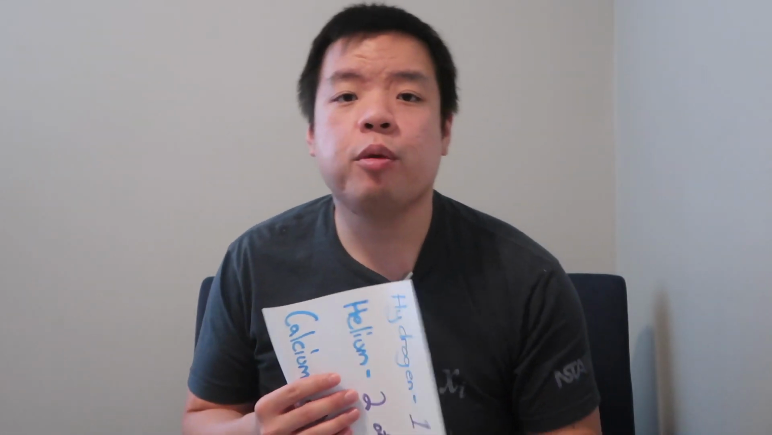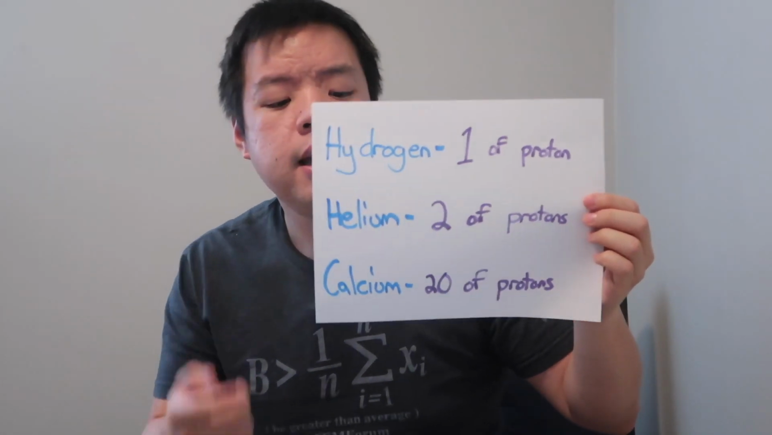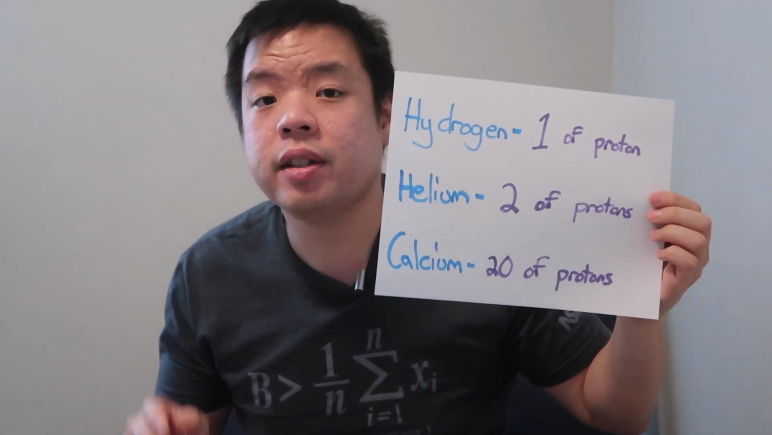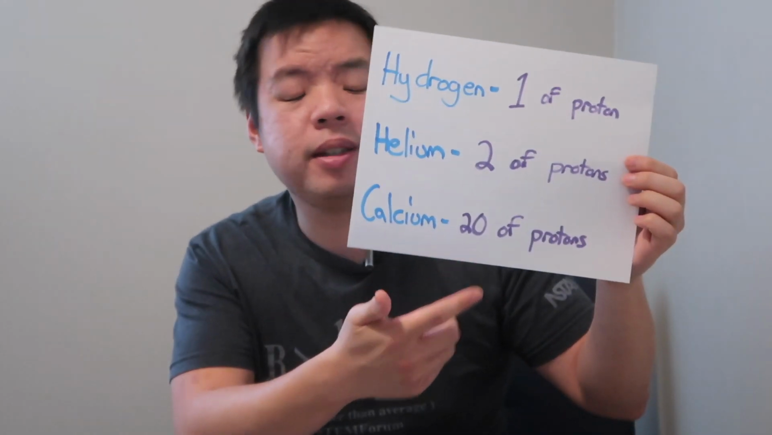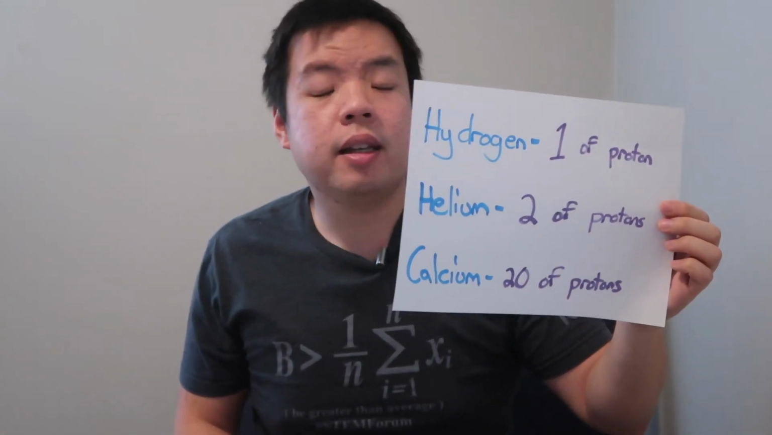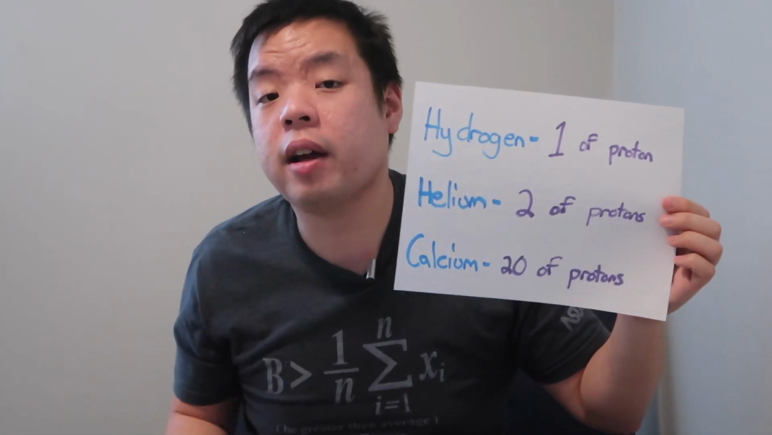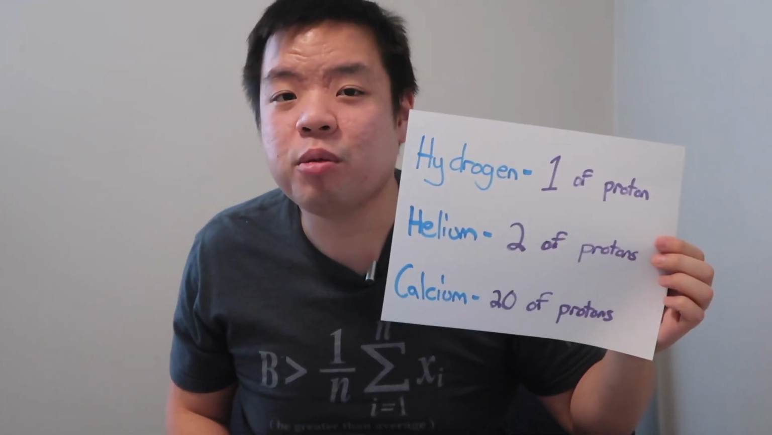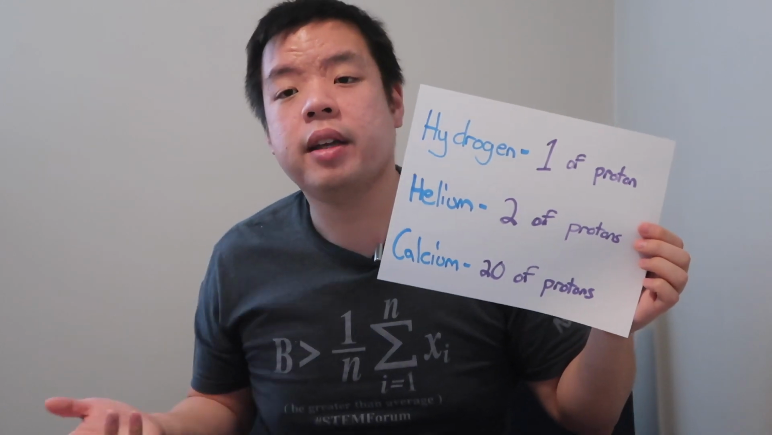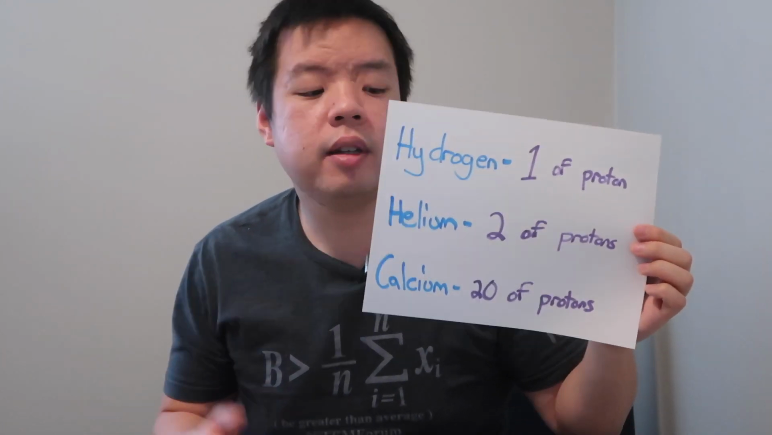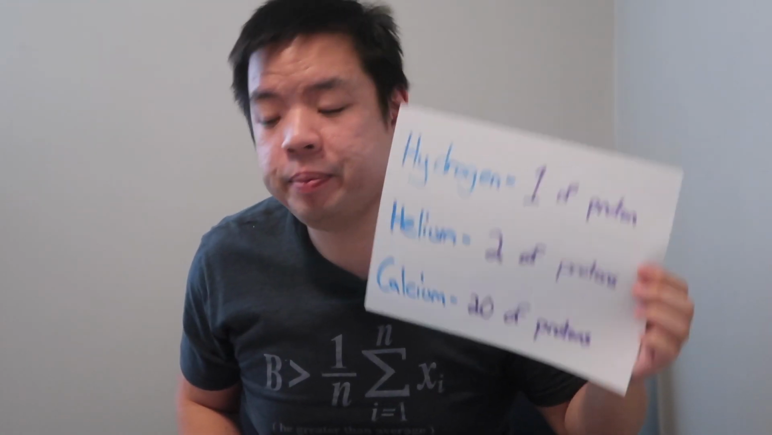An example of that would be that hydrogen has one proton. Helium has 2 protons in its nucleus, and calcium has 20 protons. Now this doesn't change. No matter the hydrogen, helium, or calcium atoms I find in the world, they are always going to have the same number of protons. And that's why the periodic table is used to identify and organize these elements.